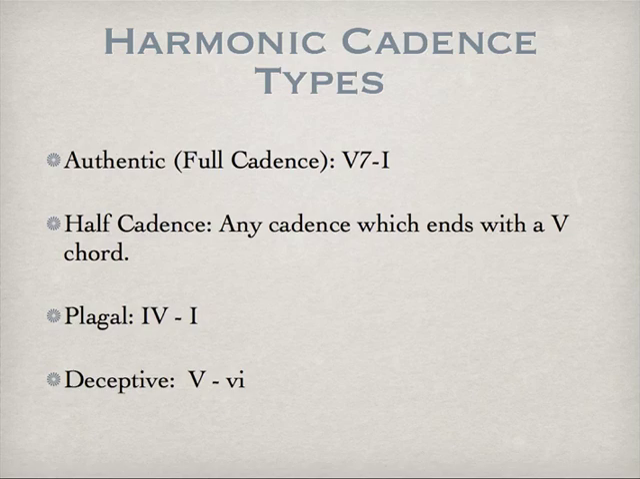A half cadence is a cadence that ends with a 5 chord instead of a 1 chord. A plagal cadence is a chord progression 4 to 1, and a deceptive cadence is a chord progression 5 to 6. Remember, these chord progressions only happen at the cadence point where the rhythmic cadence is. Usually measure 4, measure 8, like that.